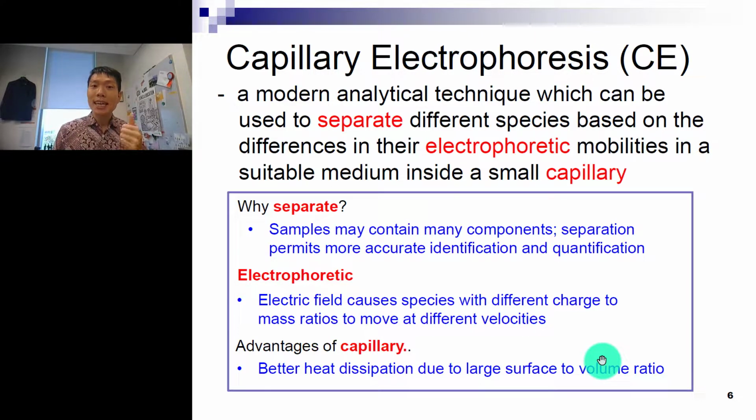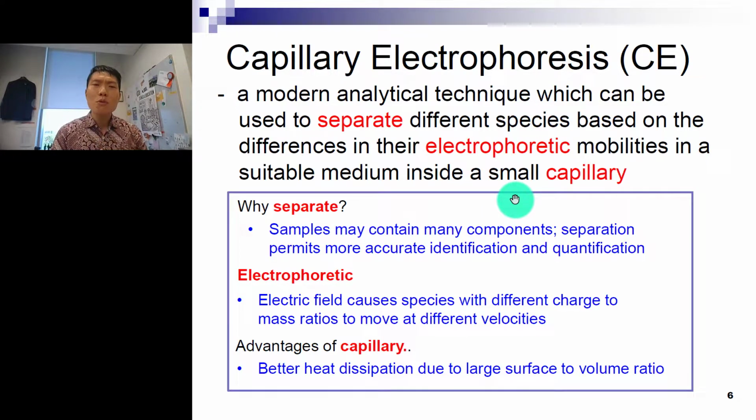the differences in their electrophoretic mobilities in a suitable medium inside a small capillary. As the word suggests, capillary is very tiny, right? So we have the blood capillary, so it's very fine, and it's all about separation, running at different speeds. It's about the speed of movement.